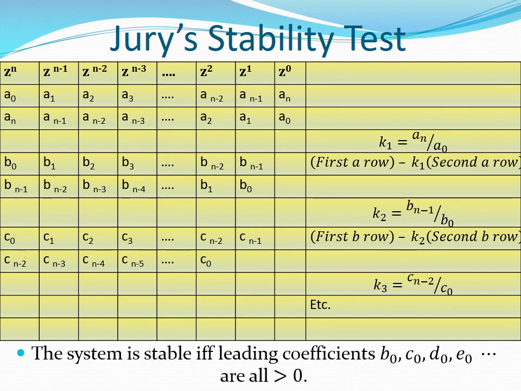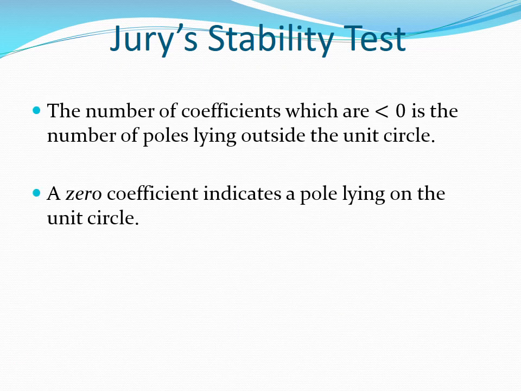The system is stable if and only if the leading coefficients B0, C0, D0, etc. are all more than 0. The number of coefficients that are less than 0 is equal to the number of poles that lie outside the unit circle. Therefore, it is the number of unstable poles. A 0 coefficient indicates a pole that lies on the unit circle. Therefore, it indicates a marginally stable pole.